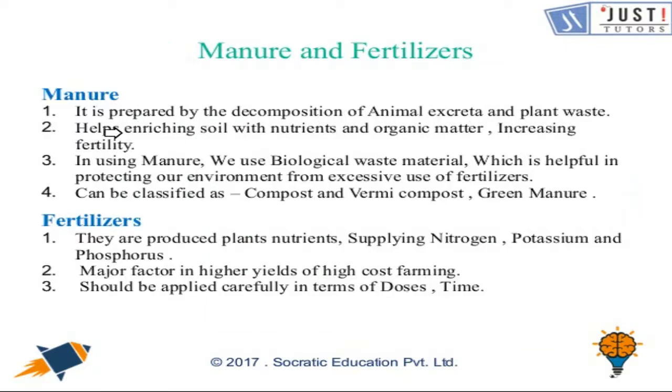Moving ahead, let's talk about manure and fertilizers. Basically, manure is prepared by the decomposition of animal excreta and plant waste. It helps enrich soil with nutrients and organic matter, thus increasing the fertility of soil. If we are using manure, we use biological waste material, which is helpful in protecting our environment from excessive use of fertilizers. And further, it can be classified as compost or vermicompost or green manure.